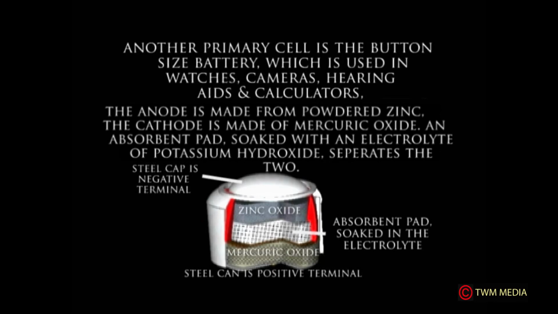Another primary cell is the button-size battery, which is used in watches, cameras, hearing aids and calculators. The anode is made from powdered zinc. The cathode is made of mercuric oxide. An absorbent pad, soaked with an electrolyte of potassium hydroxide, separates the two.